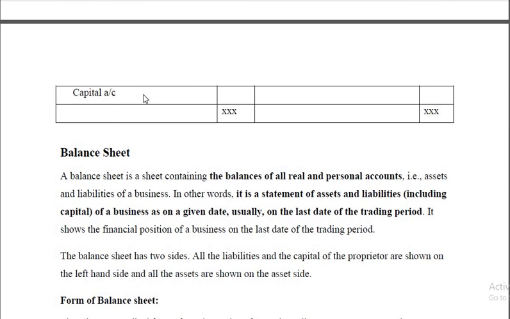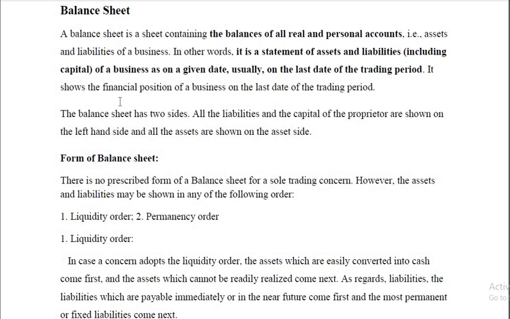Anyway, that's about profit and loss. Now come to the balance sheet. What is a balance sheet? Balance sheet contains the balance of all real accounts and personal accounts. Real accounts means asset accounts. And personal accounts could be assets or liabilities.